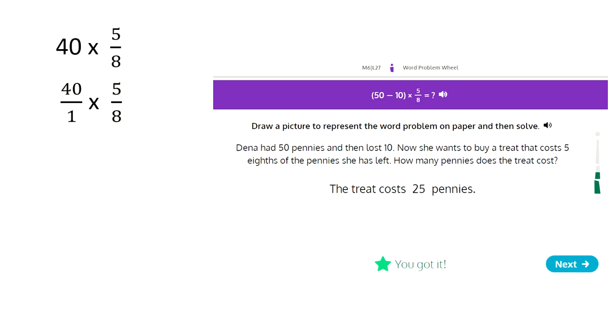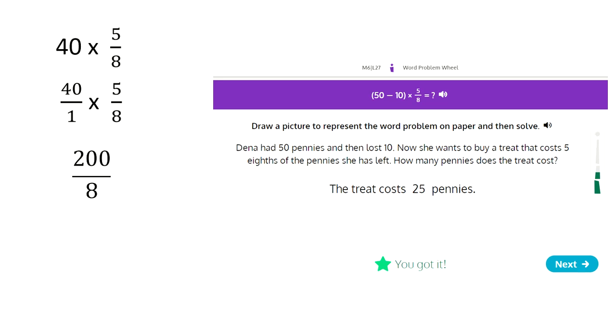Remember, when we are multiplying a whole number times a fraction, we think of that whole number as being over 1, or with a denominator of 1. And then we can simply just multiply straight across. So 40 times 5 and 1 times 8. And we get 200/8. But what do we notice here about 200/8? That's right. It is a fraction greater than 1, so we need to rewrite this.